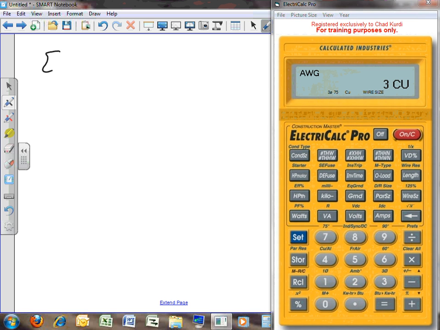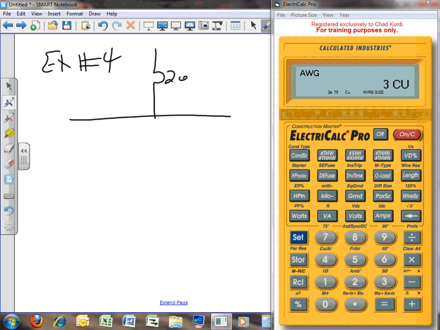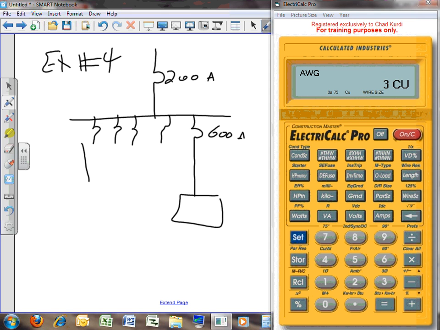Example number 4 now, right? We're at example number 4, if we keep track of examples. Let's take a panel that Chad has decided to do, a 2,000 amp panel. You guys have an issue with that? From the 2,000 amp panel, I'm feeding a 600 amp panel here, and a bunch of others too. I want to give myself enough room here so I can do the work.